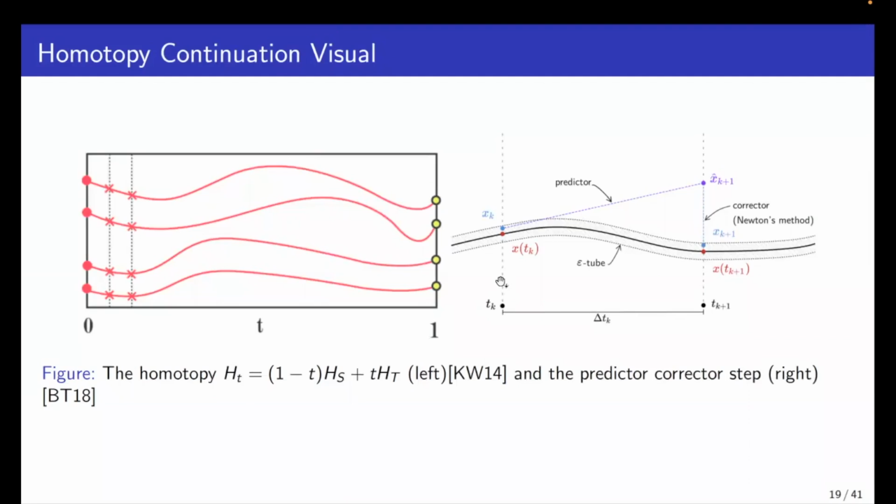Now, if we zoom in on these red curves, what we see is how to actually follow these curves along. We start at some point on this curve and we predict. We take a step in the tangent direction, and then we correct down to some epsilon tolerance using something like Newton's method. And so we iteratively take these steps all the way along the red curves.